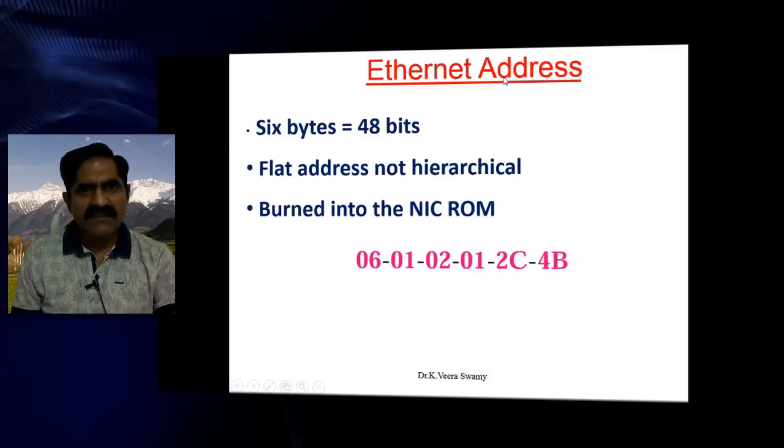Coming to the Ethernet address, this is nothing but the physical address or MAC address. We know this is 6 bytes, 48 bits. It is a flat address, not hierarchical. This is bound into the network interface ROM. The 48-bit address is basically hexadecimal, so each digit is represented by 4 bits. So there are 12 digits, and 12 into 4 gives a 48-bit address. This is the Ethernet address.